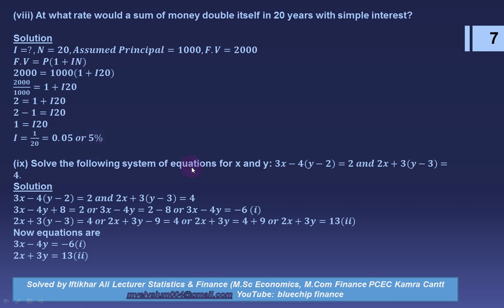Solve the following system of equations for x and y. 3x minus 4 multiplied by y minus 2 equals to 2, and 2x plus 3 multiplied by y minus 3 equals to 4. So first of all we arrange these two equations, and after arranging, the method is given here. It is very easy. So after arrangement, the equations will become 3x minus 4y equals to minus 6, and the second equation will become 2x plus 3y equals to 13.